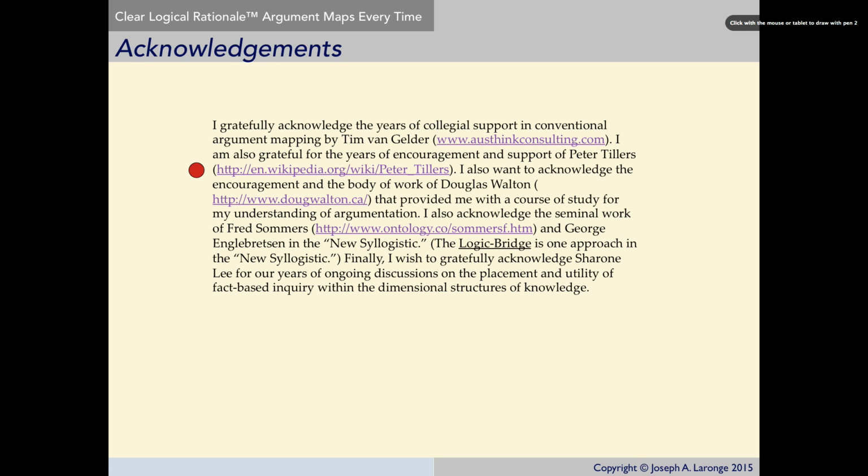And of course I want to acknowledge certainly Tim Van Gelder for his many years of support and encouragement in understanding conventional argument mapping, and Peter Tillers, who has been very encouraging. I've also found the work of Douglas Walton has really given me my core background in understanding the nature of argumentation. And of course I have to acknowledge the seminal work of Fred Sommers and George Engelbretson in their new syllogistic, which the logic bridge is a part of.